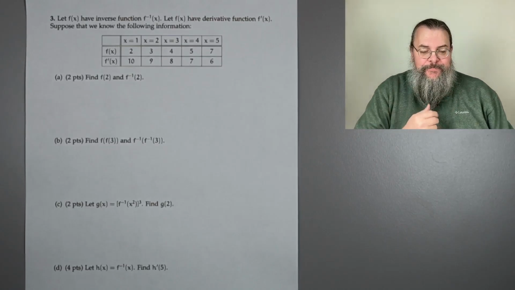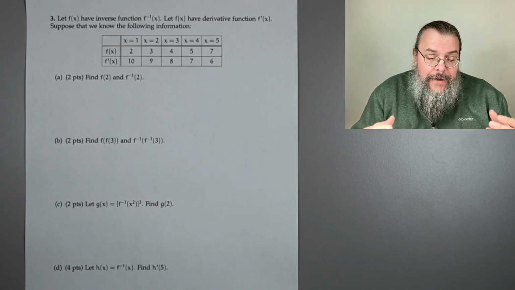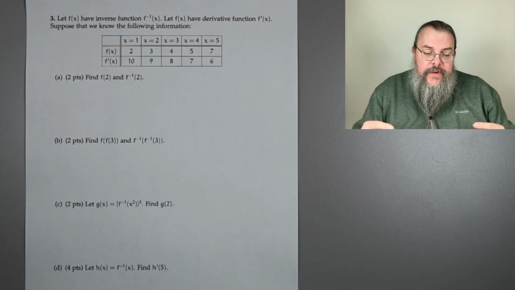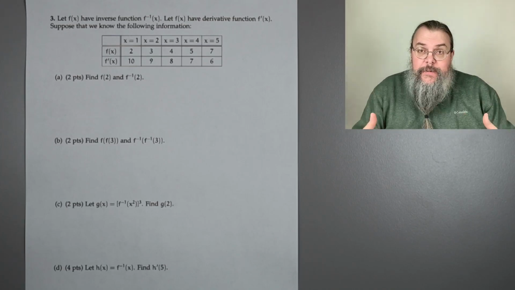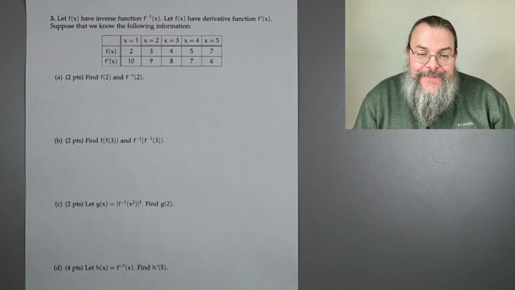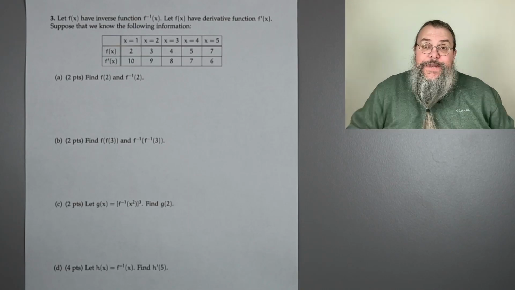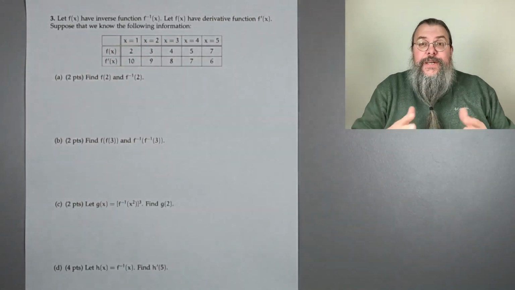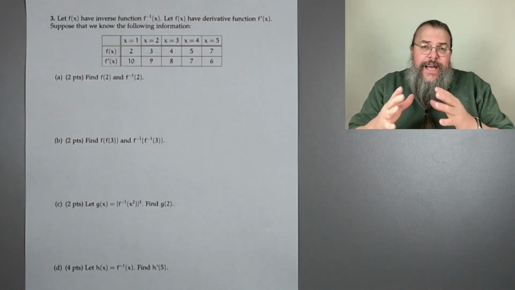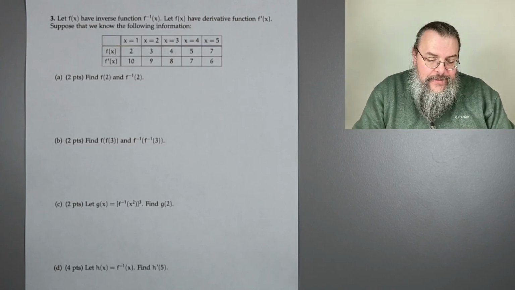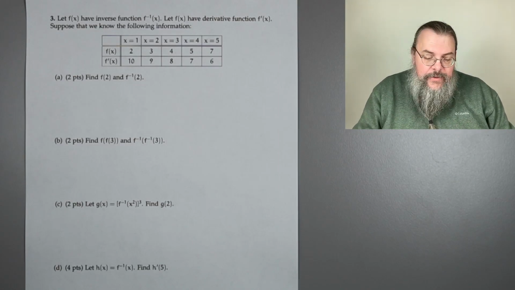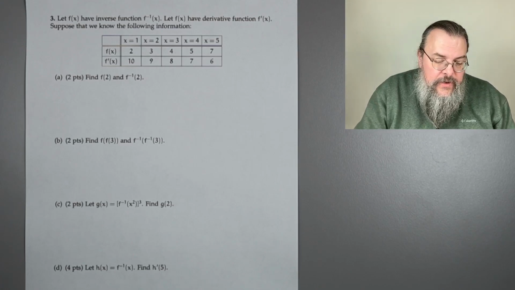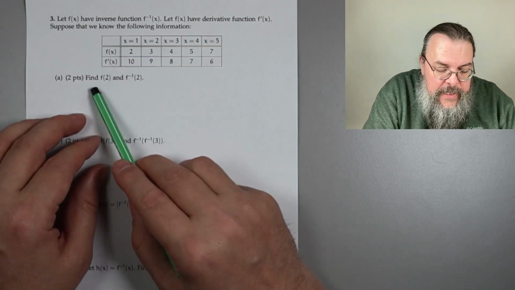Number 3. Let f of x have inverse function f inverse of x. Sounds reasonable. And let f of x have derivative function f prime of x. That also sounds pretty reasonable. Suppose that we know the following information. We don't have a formula for the function, but we have some information about the value of the function at various points. So it looks like we're going to be doing a lot of table reading here, but that's all right.